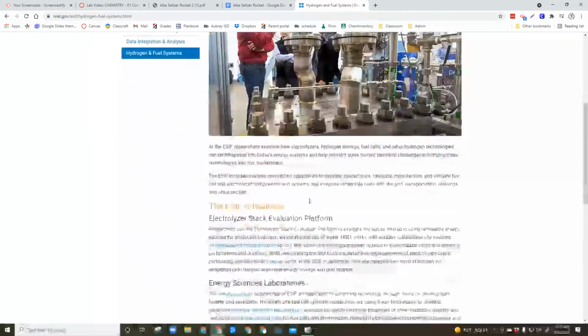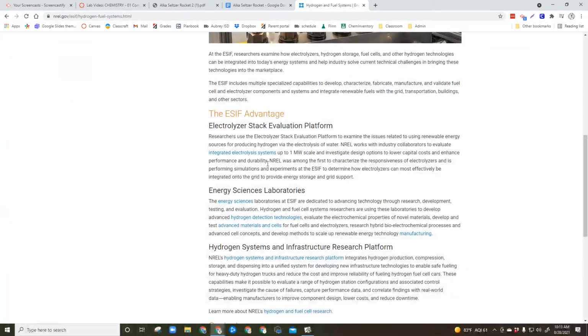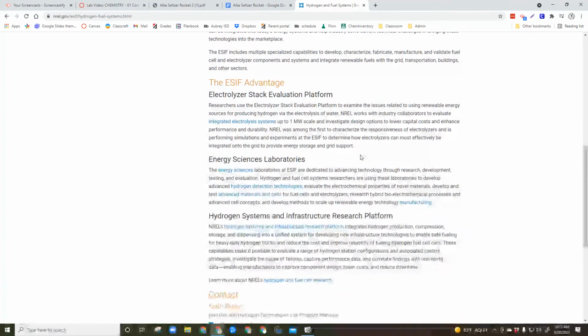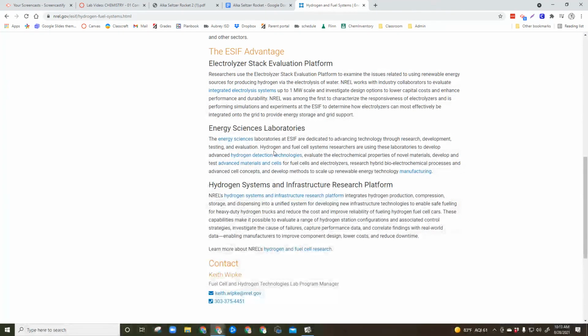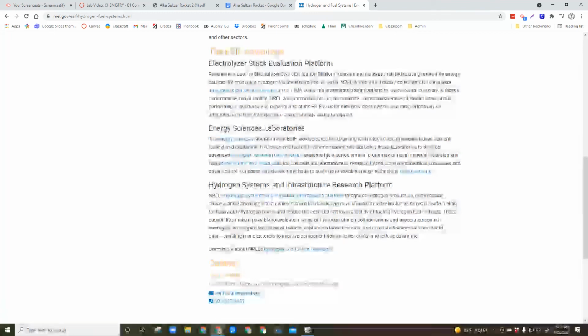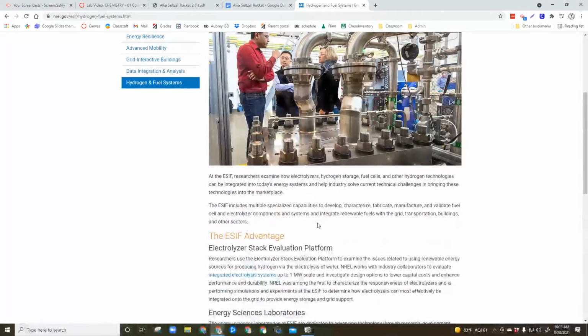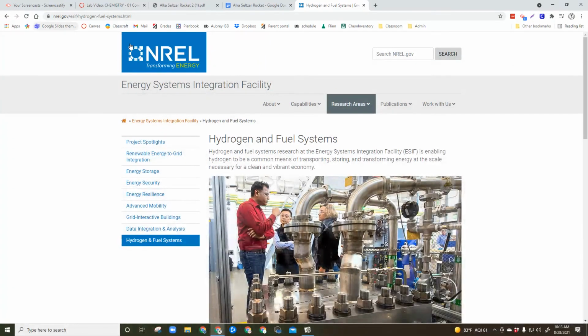Hydrogen and fuel systems. Researchers use electrolyzer stack evaluation platform to examine the issues related to renewable energy sources for providing hydrogen via the electrolysis of water. Energy Sciences Laboratory. The Energy Sciences is dedicated to advancing technology through research, development, testing, and evaluation. Hydrogen fuel cell systems. Researchers are using these laboratories to develop advanced hydrogen detection techniques. Blah, blah, blah. Okay, so that is a career. It's called, what did we type in?